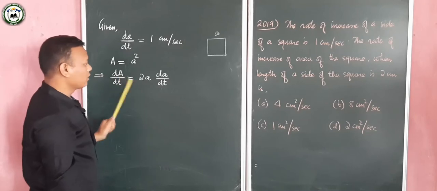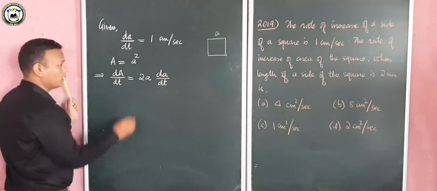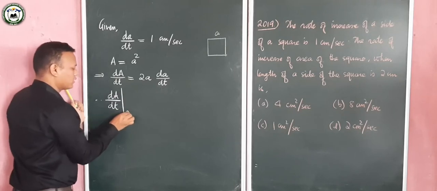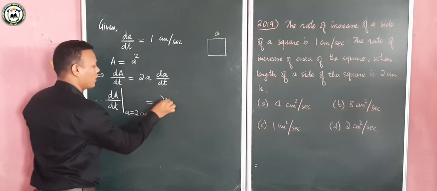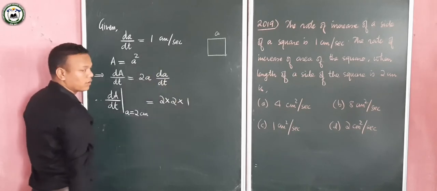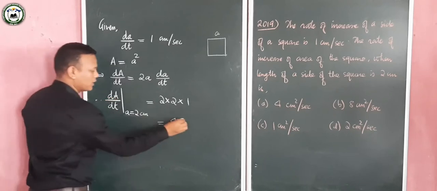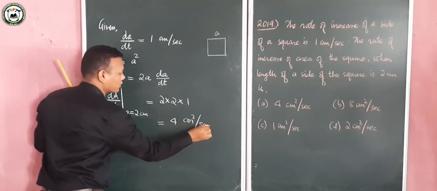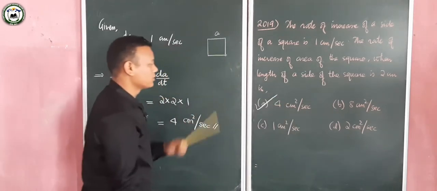So the rate of change of area when each side of the square is given to be 2 cm, that is a is 2 cm. So therefore dA by dt, when a is 2 cm, will be 2 into a, which is 2, into da by dt, which is 1. So that's why my answer for this particular question is going to be 4. And the unit of area is cm square per time, time is given in seconds, so my answer will be 4 centimeter square per second. So this is going to be my answer for this particular question.